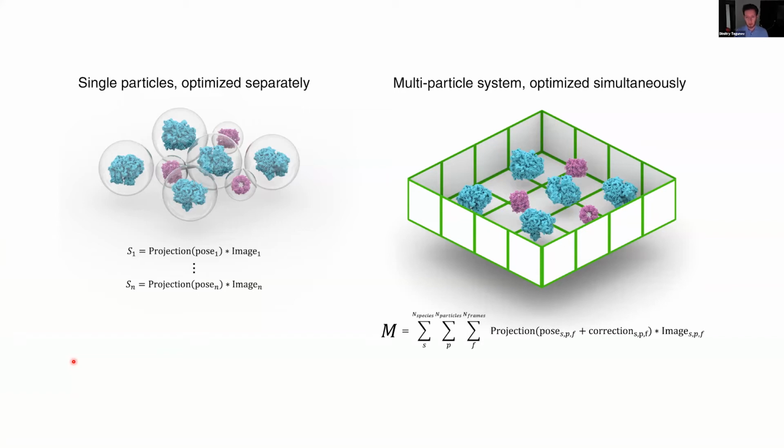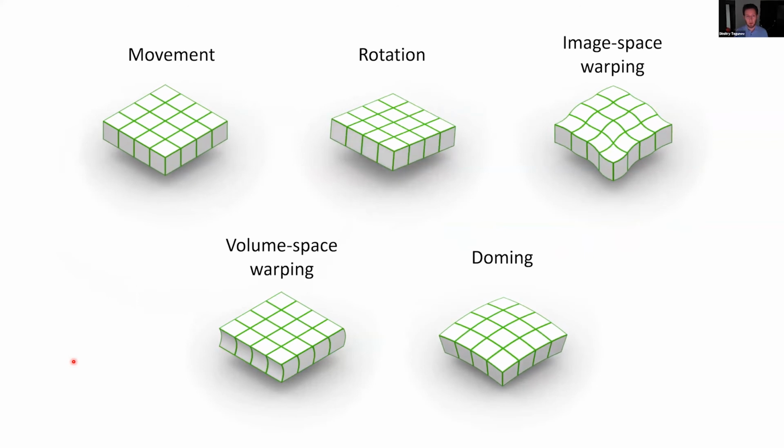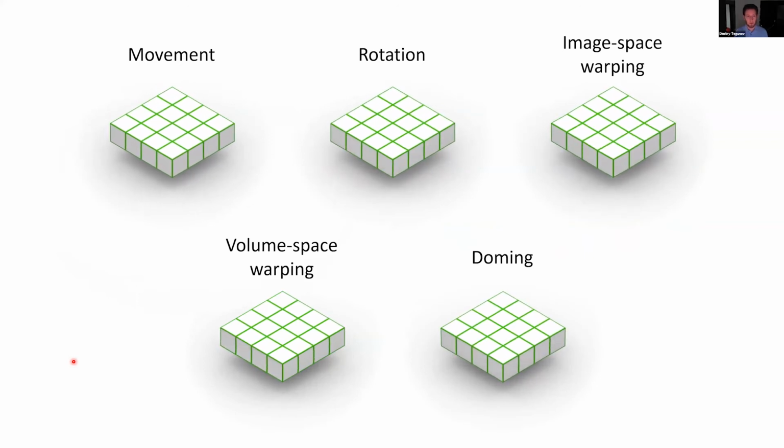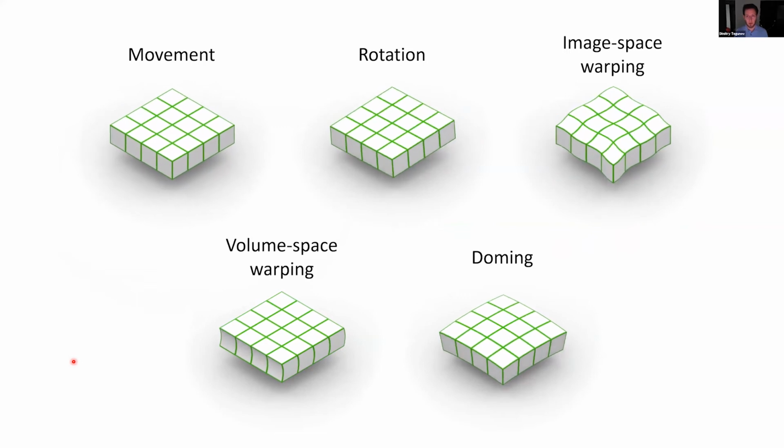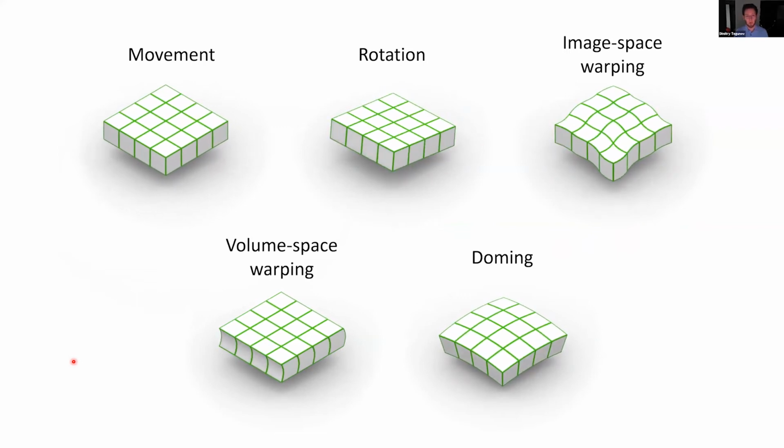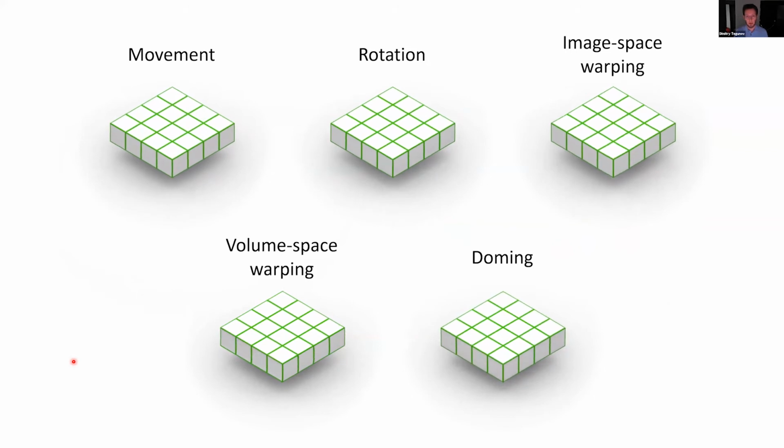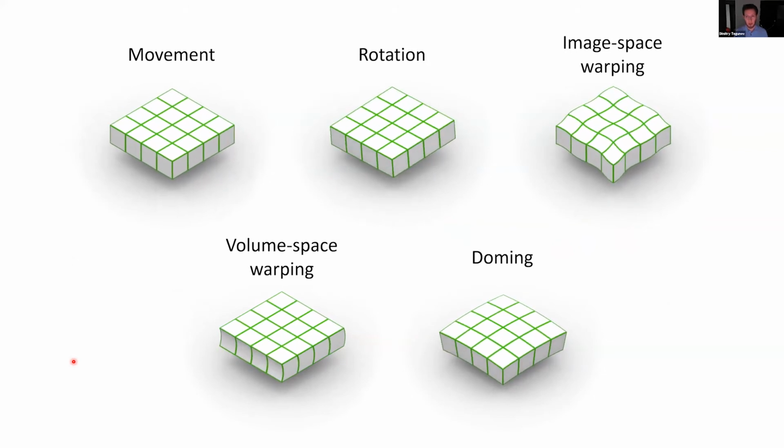We model all the contents of a tomogram or of a 2D micrograph as a multi-particle system. And we optimize the poses of the individual particles as well as the hyperparameters of this multi-particle system simultaneously in one single optimization. And some of these hyperparameters look like this. On one hand, we have global, pretty much per tilt or per frame in case of 2D data, movement because of stage instability, also global rotation for the same reason.